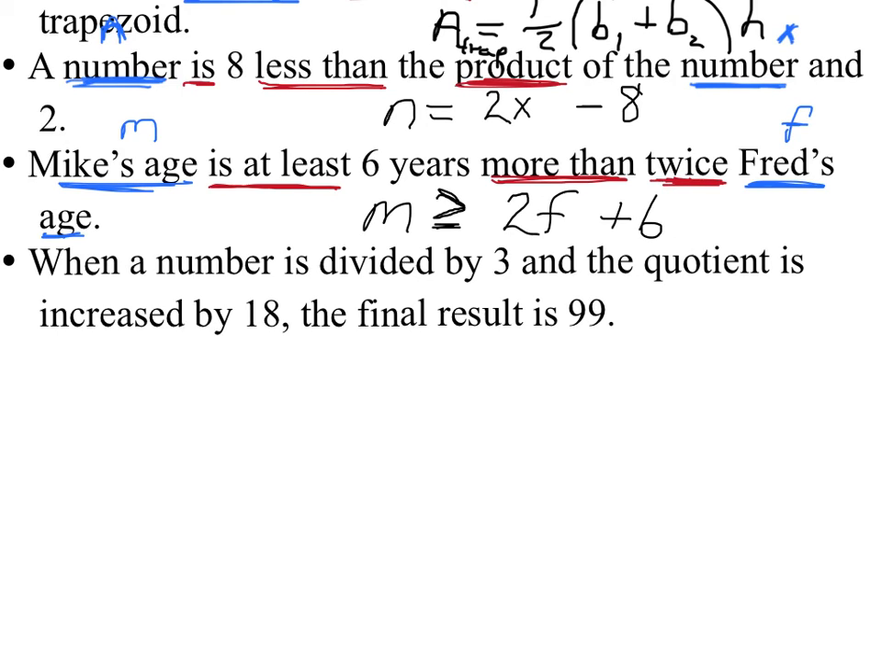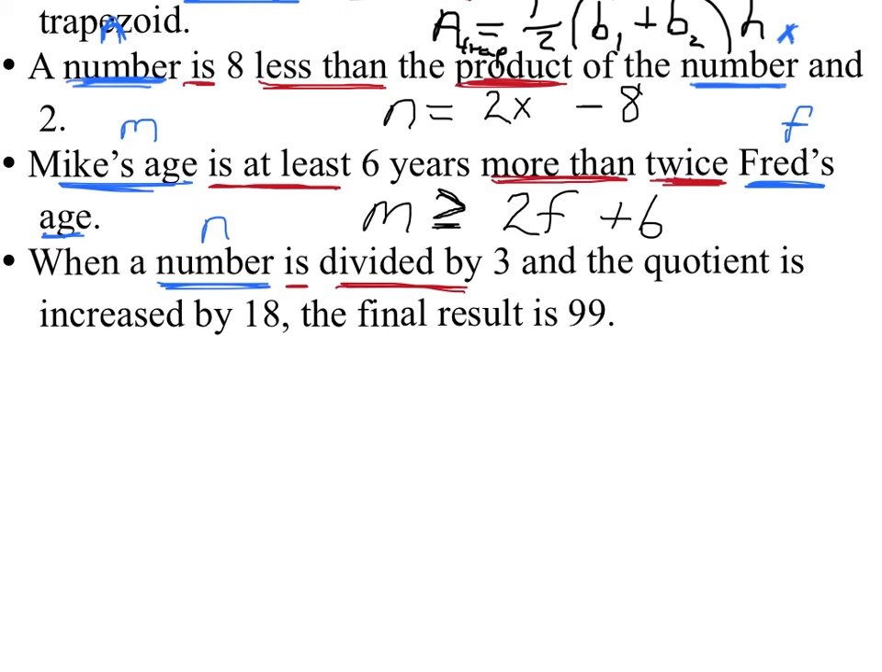It says when a number, I don't know what the number is, so I'll call it N, is divided by 3. Well, there's our operation, so we'll go ahead and underline that. And the quotient, now I think when we say the quotient here, we're talking about this number divided by 3. So the quotient we just, well, that makes me think that this isn't an equal. We'll figure that out as we go.